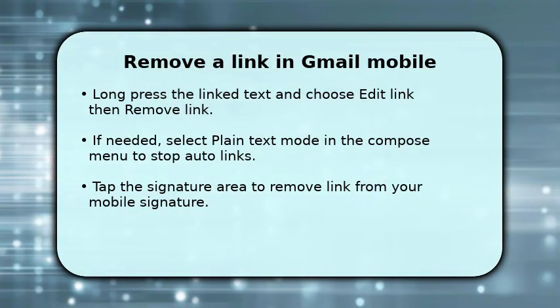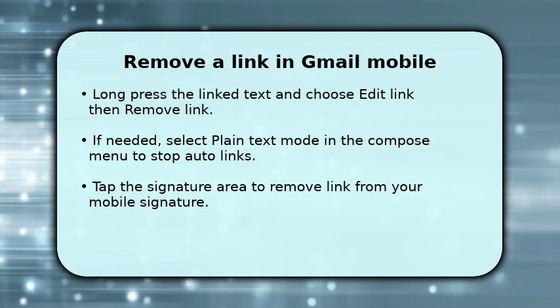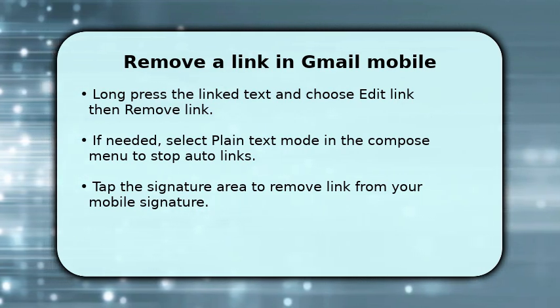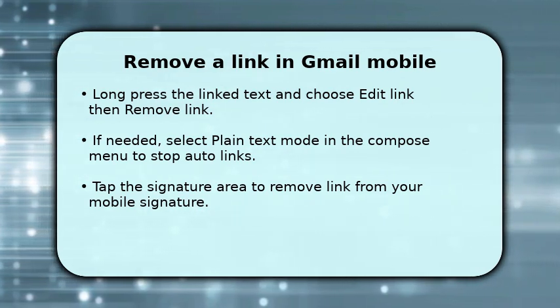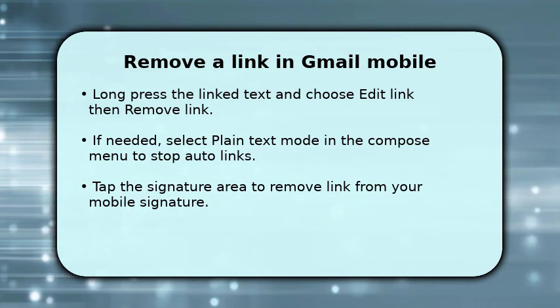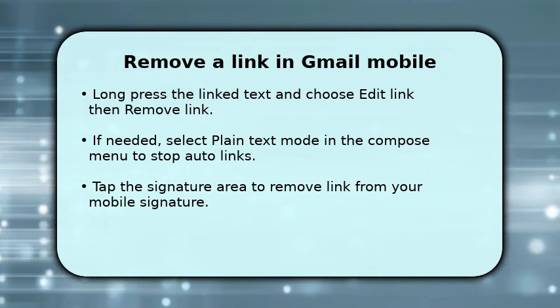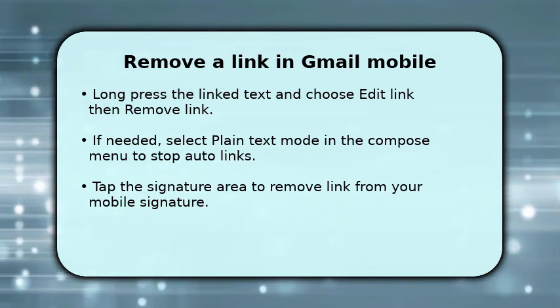Open the Gmail app and start composing or editing your message. Long press the link text to select it on your phone or tablet screen. Tap the three-dot menu above the keyboard and choose Edit Link, then Remove Link to unlink. To avoid auto-linking, choose plain text mode from the Compose menu before you type URLs.